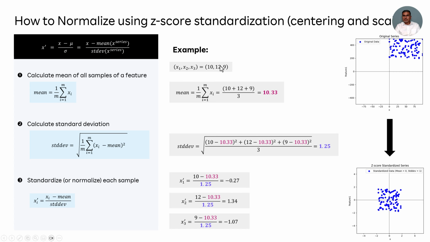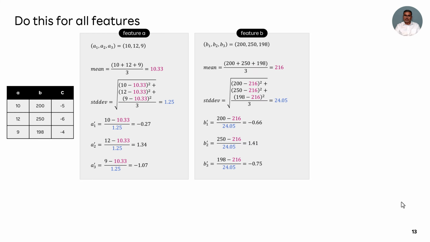Now you take the next number, which is 12. You subtract it from its mean of the series, which is 10.33, divide by the standard deviation, and you get 1.34. And you repeat it for the next one, where you get a negative 1.07. So now what you have done here is you have taken these data points and you have both centered and scaled the data. You do that for all the features, right?